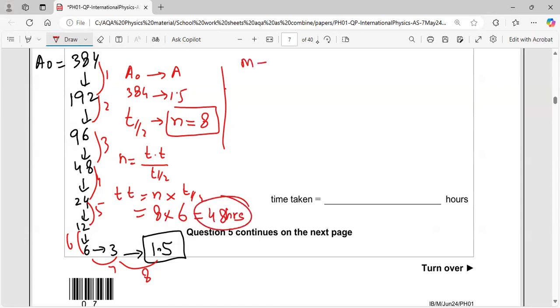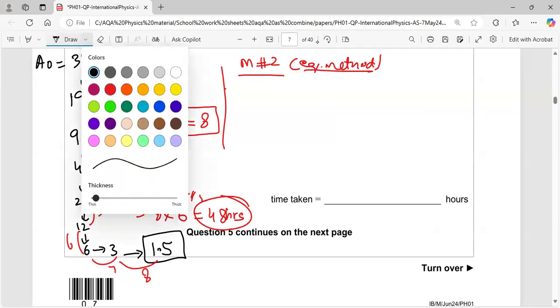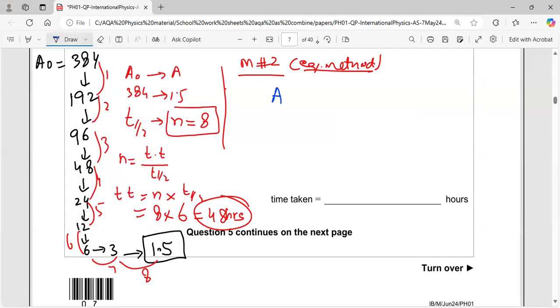Now, if you look at method 2, that is the equation method. If you are a maths lover, this method is for you. So we have a formula: A equals A naught over 2 to the power n.